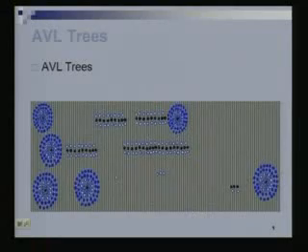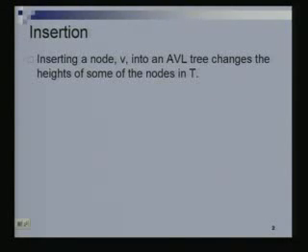So today we are going to continue our discussion on AVL trees. In particular, we are going to look at the insertion and deletion procedure in an AVL tree. So we'll begin with insertion. We had started this discussion on insertion in the last class also.